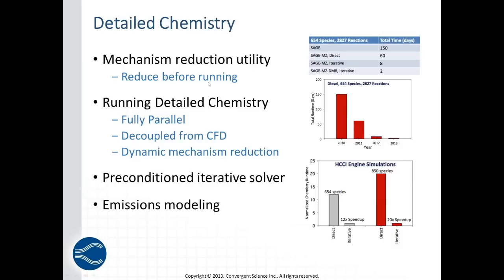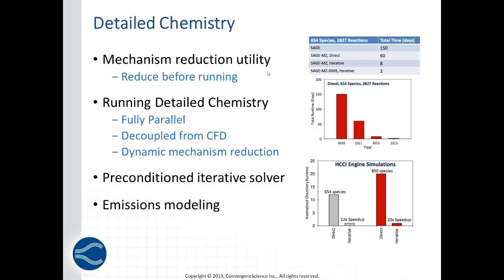So detailed chemistry, everybody's interested in running more accurate chemistry. There is more accurate chemistry available today, but usually the challenge has been in trying to run it in CFD. In CONVERGE, you have a couple of different things going for you. You have a mechanism reduction utility that I talked about before, that you can use to optimize the mechanism you begin using while you are running the simulation.